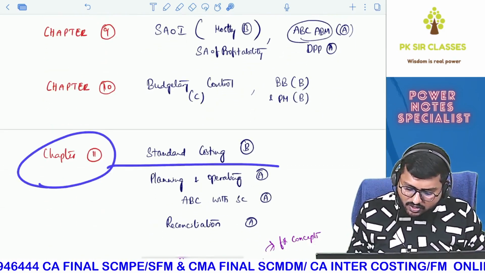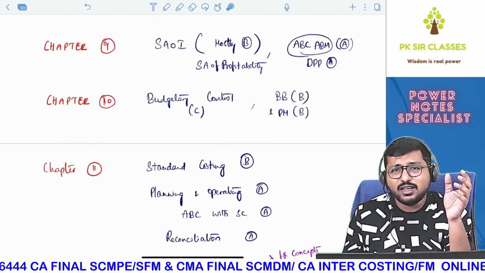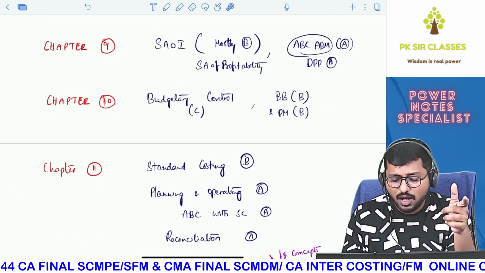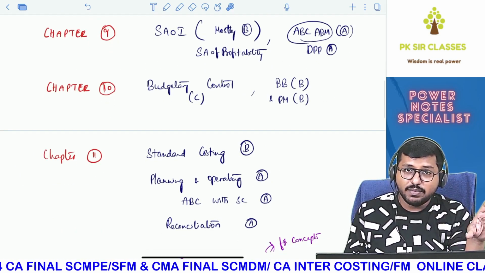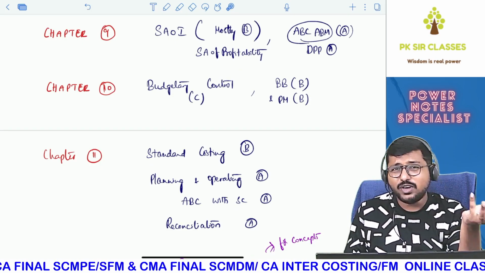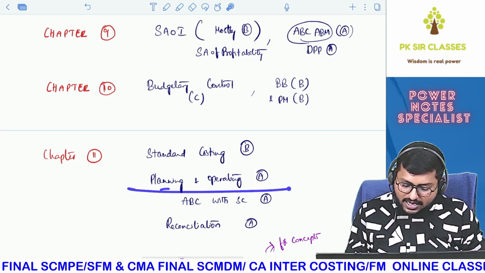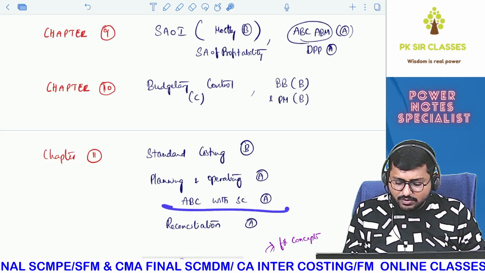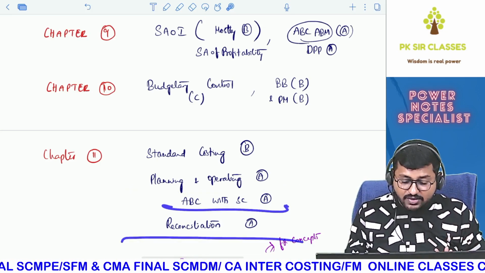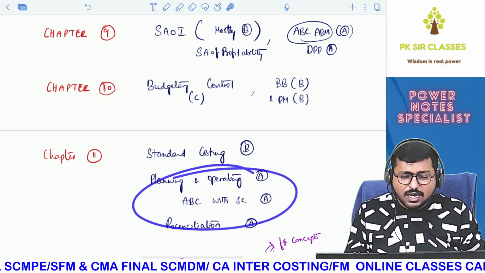And finally, standard costing. This time it belongs to B category. We are not expecting that many marks this time. However, examiners' favorite topics are there from this particular chapter. So you need not skip the whole chapter, right? Planning and operating variances, give it a look. Activity-based costing with standard costing, give it a look. And reconciliation also, give it a look. Rest of the chapter, yes, you can skip.